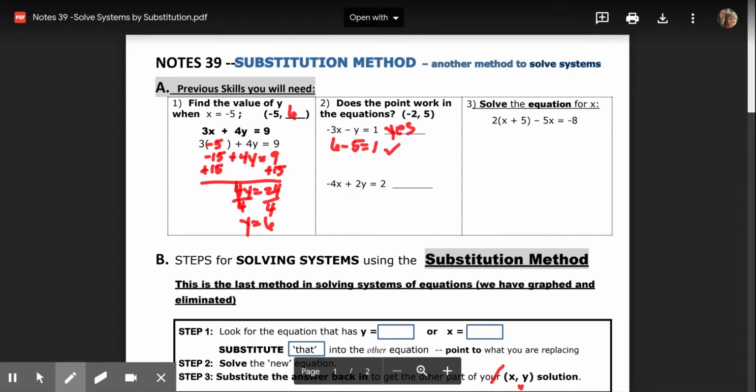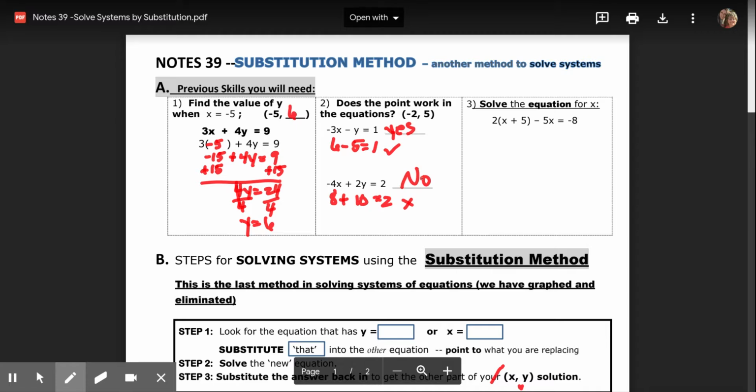And then on the second equation, -4 times -2 is 8, plus 2 times 5 is 10. Is 8 plus 10 equal to 2? No, it is not. So therefore, the ordered pair -2, 5 is not a solution. Remember, it has to work out in both equations in order for it to be a solution.